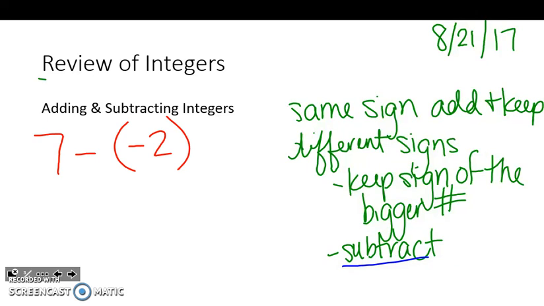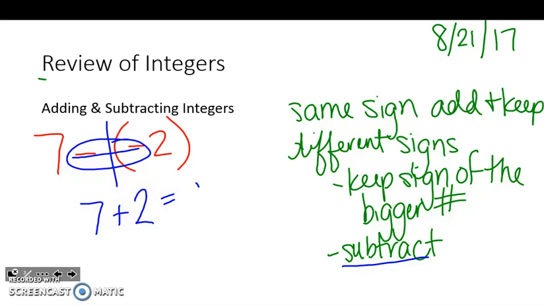All right, so we have 7 minus a -2. Hopefully you remember last year that if we have this double negative right next to each other, we can turn that into a big plus sign. So really the problem that we're dealing with is 7 plus 2. 7 plus 2 is a regular problem we've been dealing with since kindergarten. So I'm going to take 7 plus 2, and I know that that answer is 9.